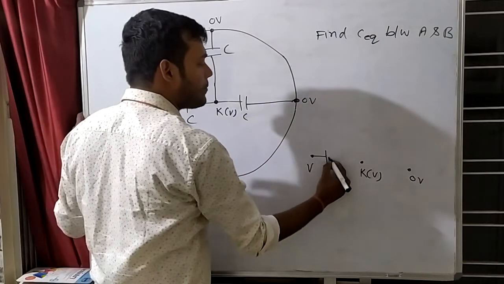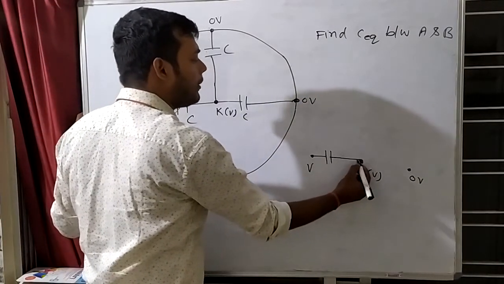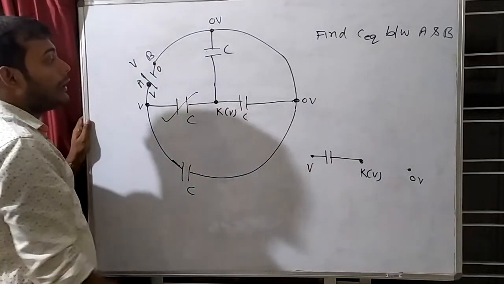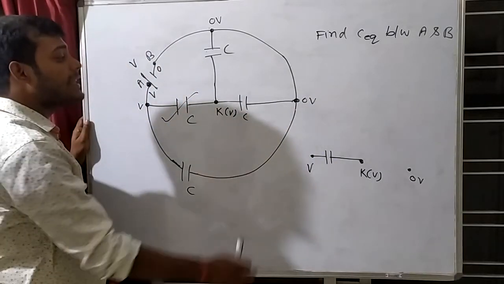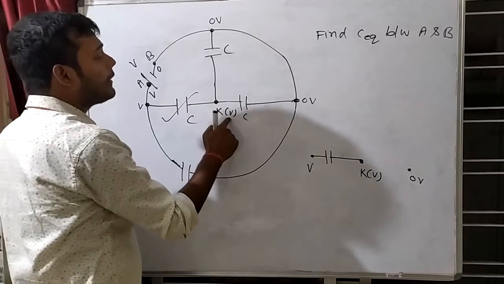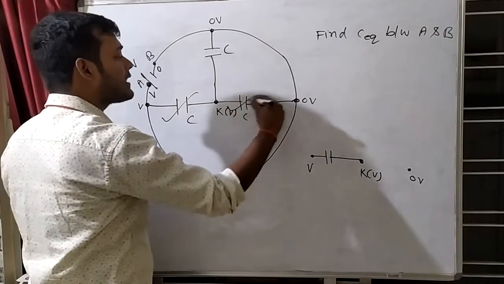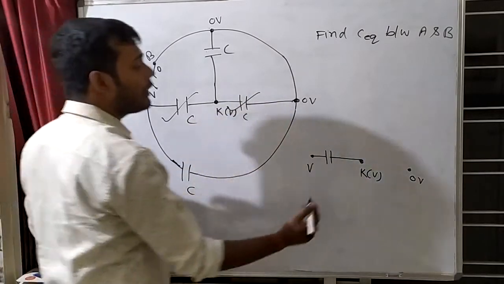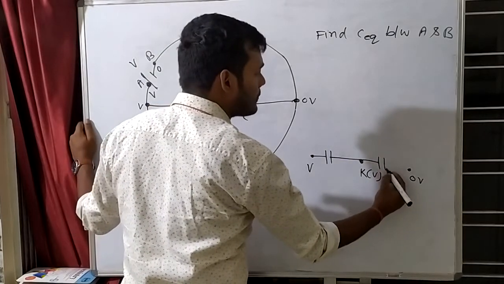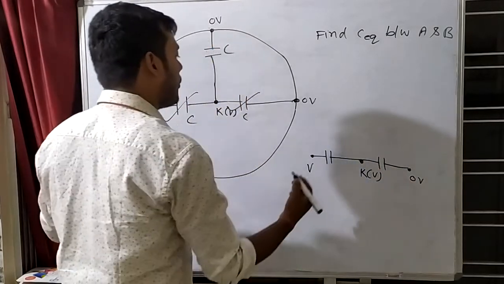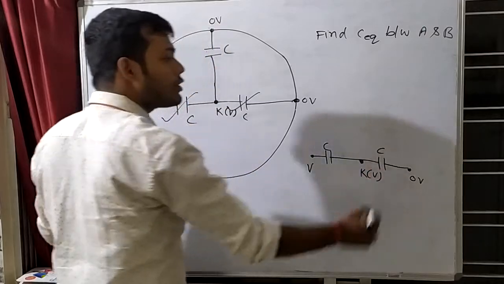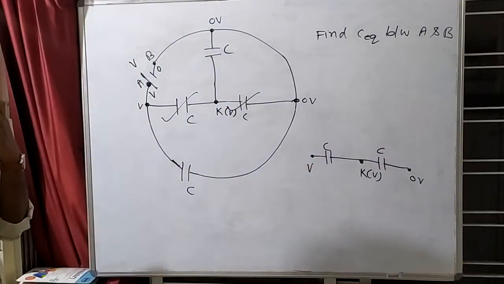So I will connect a capacitor here, between V volt and K volt. Can you see this capacitor? This capacitor is also connected between K volt and 0 volt. So I will connect a capacitor between K volt and 0 volt. Clear? This capacitance is also C.